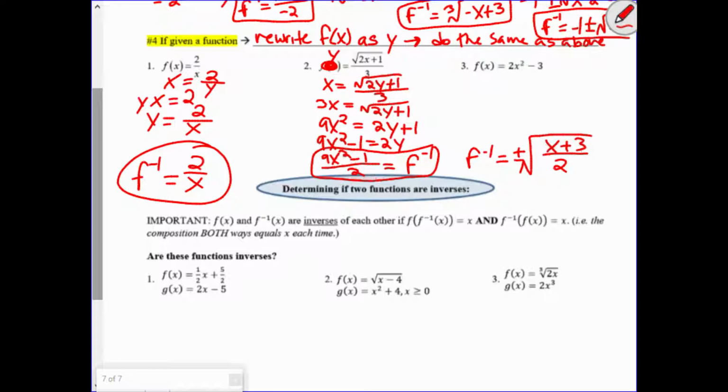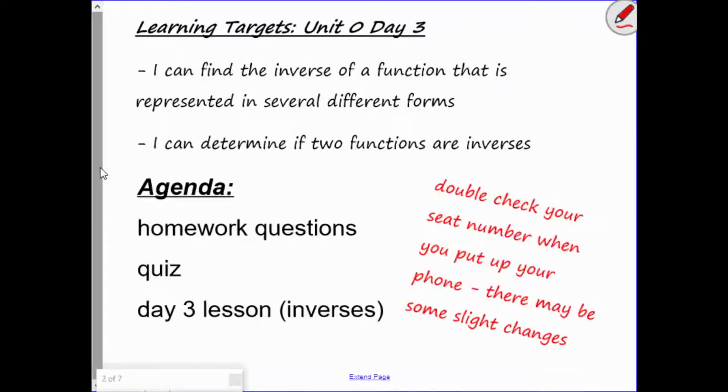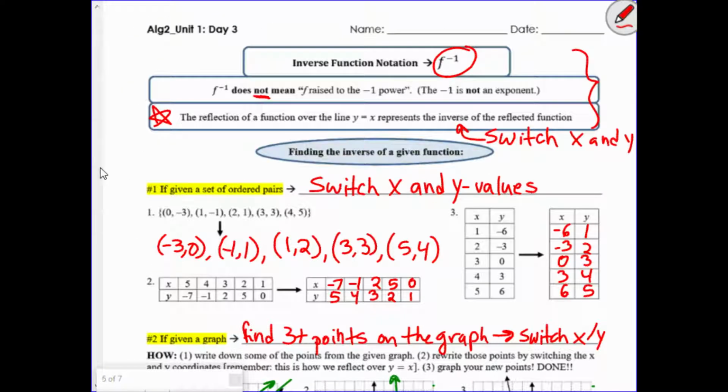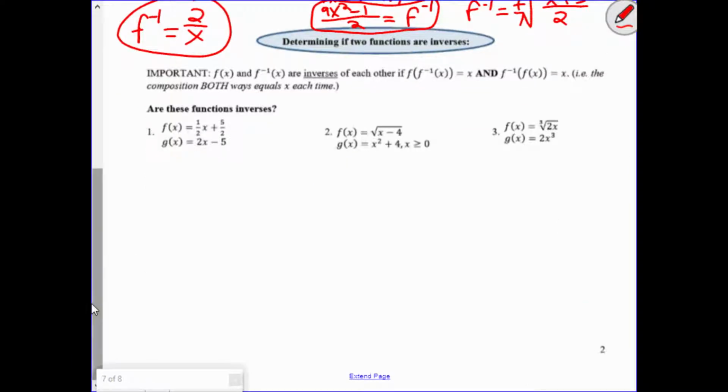All right. So that was our first learning target. Just to recap, I can find the inverse of a function that is represented in several different forms. That would be points or a table. You have a graph, and you would graph the inverse, or you have an equation. Is everybody okay with all three of those? Yes. Okay.